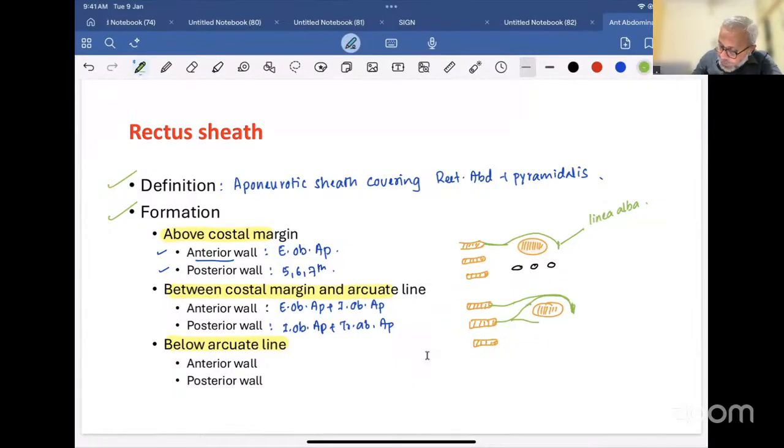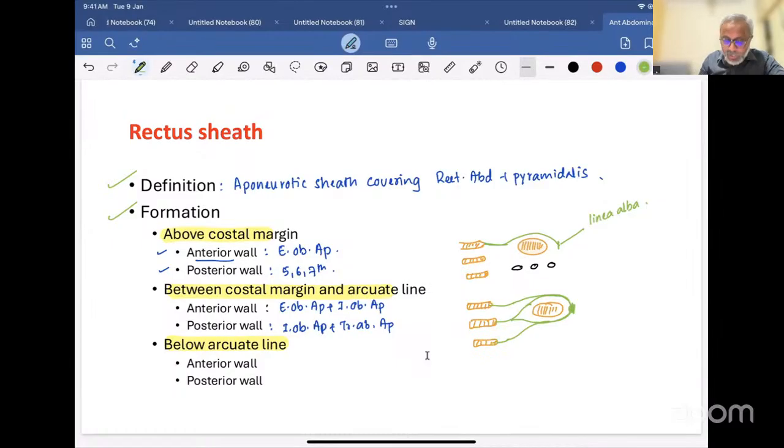The posterior lamina gets inserted to the linea alba. The transversus abdominis gets inserted to this posterior lamina. All of them will get inserted into the linea alba ultimately. This is how the posterior wall and anterior walls are formed between the costal margin and the arcuate line, right?